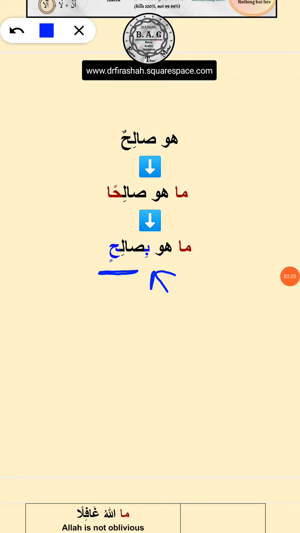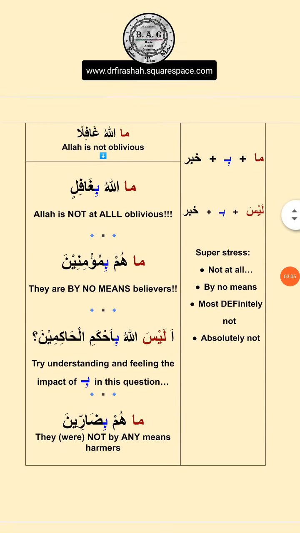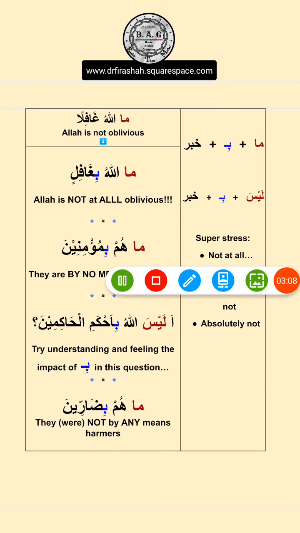All right, so what are you going to observe here? That you had a simple regular negative sentence, ma huwa salihan. If you want to put some stress in it, then you are going to simply add this b with the khabar, so it's going to be ma huwa bi salihin. Okay, and this thing gives you the impression or the implication of absolutely not. Okay, so he is so not pious. This is what is being said or captured in this formation. Okay, so that's what I've said here, that ma plus b plus khabar.